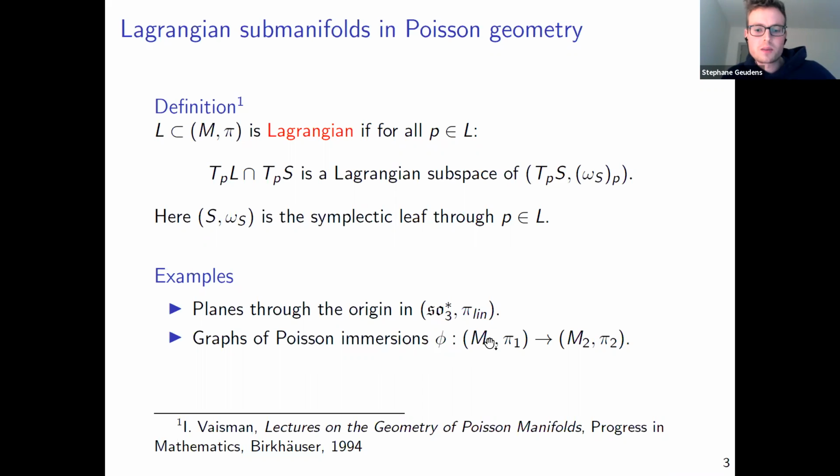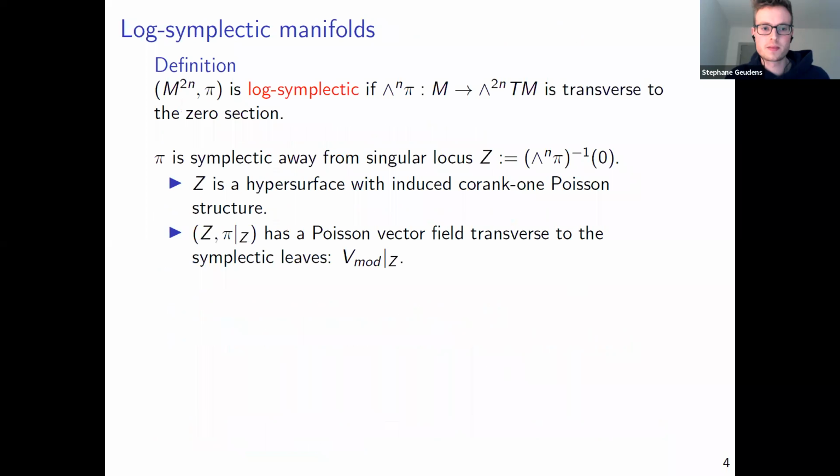And the second example is something similar to an example in symplectic geometry. In symplectic geometry, we know that the graph of a symplectomorphism is always Lagrangian in the product. And in the Poisson case, we have something similar: the graphs of Poisson morphisms are Lagrangian in the product. Okay, so let's move on to log-symplectic manifolds.